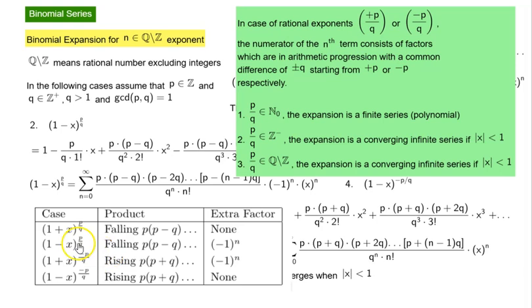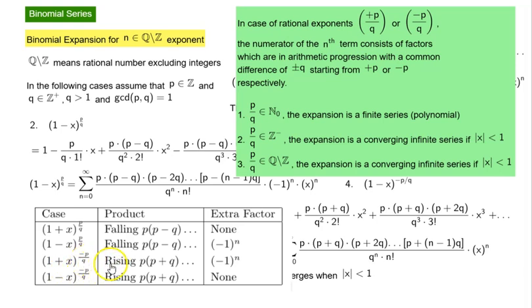Let's look at this case. We have 1 plus x to the power of p by q. Here, the factors in the nth term, they will keep reducing, or we say falling, and there are no extra factors. That is minus 1 to the power of n. Nothing like that. 1 minus x to the power of p by q, again falling factors. But here in this case, we have minus 1 to the power of n as an extra factor because of the alternating signs.